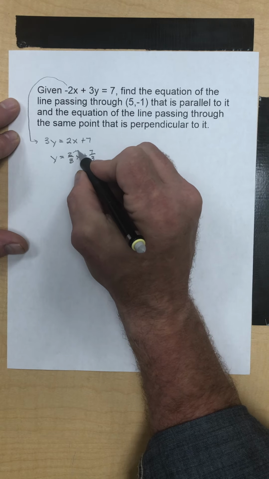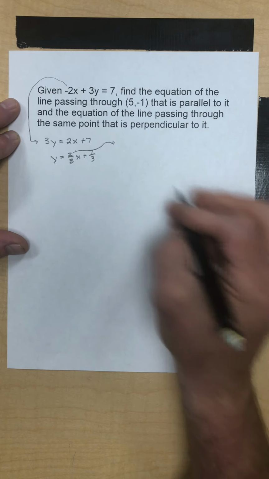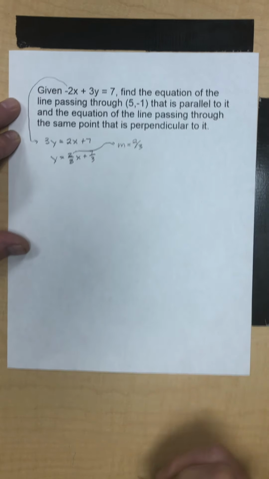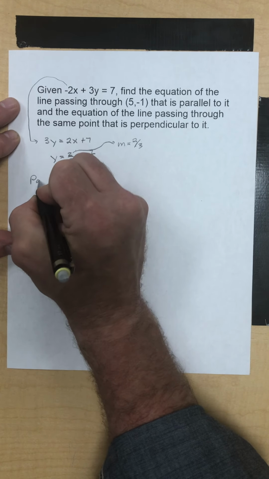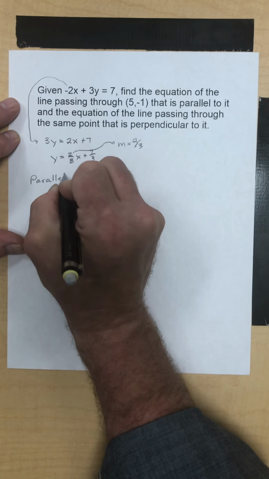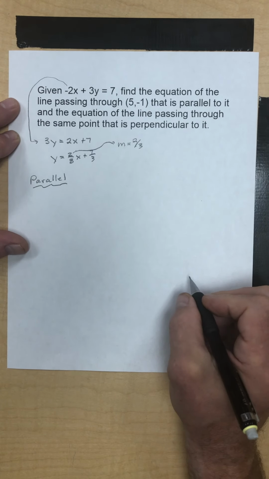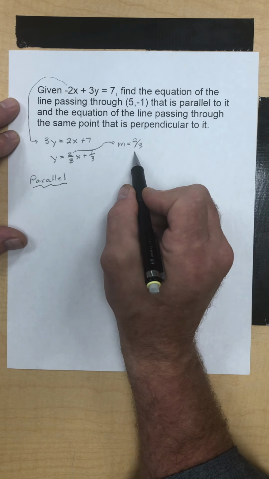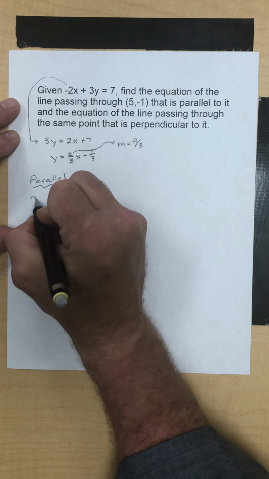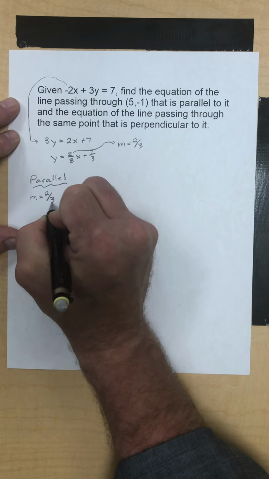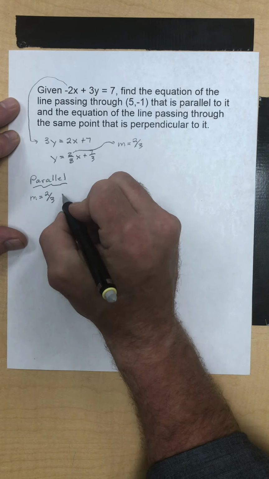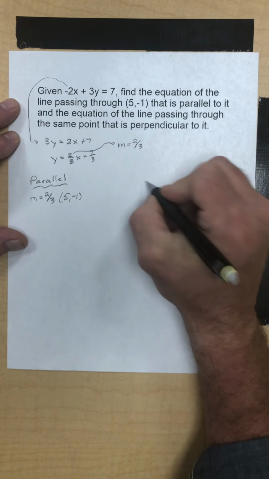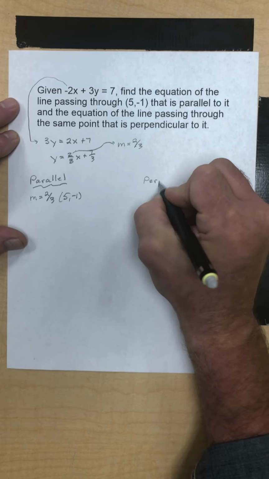Okay, so that's in slope-intercept form. So the slope of this line is 2 thirds. We're going to do parallel first. Parallel lines have the same slope, so if I'm looking for the equation of the line that's parallel to this, it has to have slope 2 thirds. And it goes through this point, 5, negative 1. And then I've got to do perpendicular.